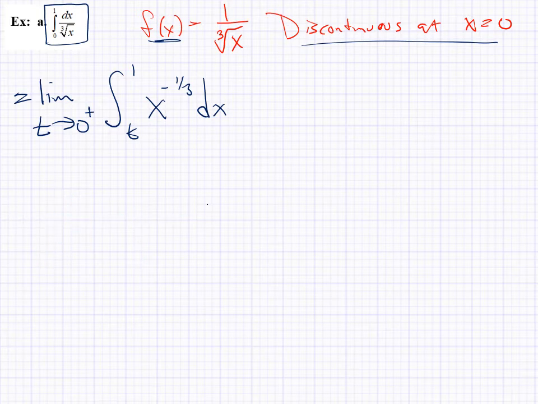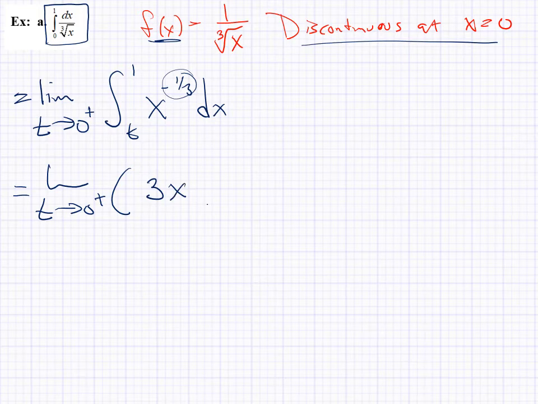All right, so now that we're all set to go, integration is easy here. So we have the limit as t approaches 0 from the right of the integral. Add 1 to the exponent, divide by. So what are you going to get? You're going to get x to the 1/3 times 3. So 3x to the, x to the 2/3 times 3/2.